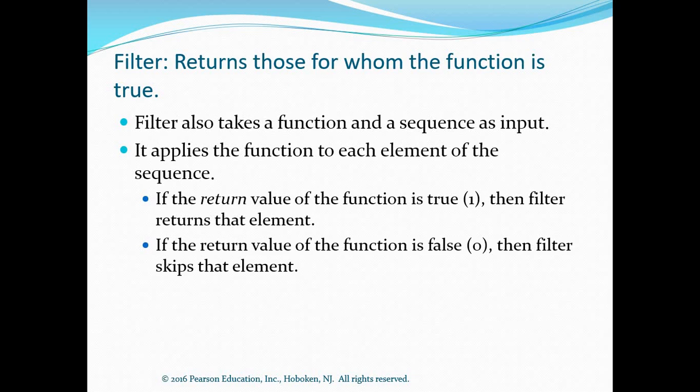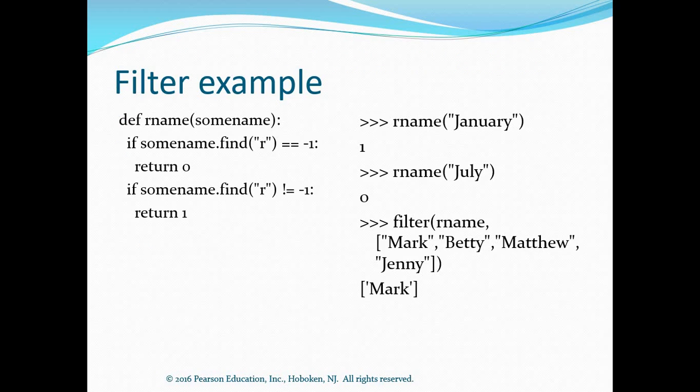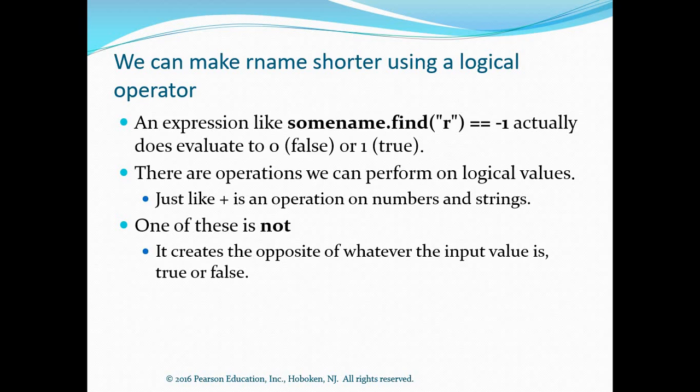Think of filter as a Boolean to some degree. Boolean returns true or false. In this example, January has 1 R and July has 0 R's, so they are returned. For the names, only Mark has an R, so only he is returned. These are similar to using wildcards in Microsoft Access within a query, if you have done so.